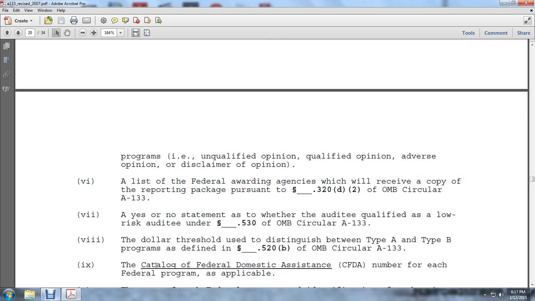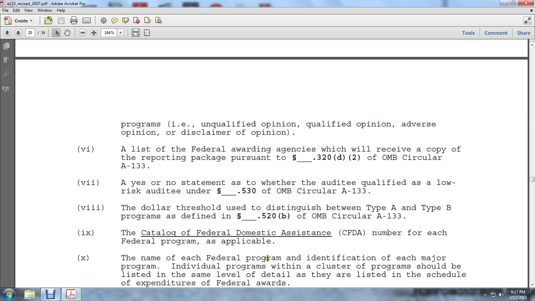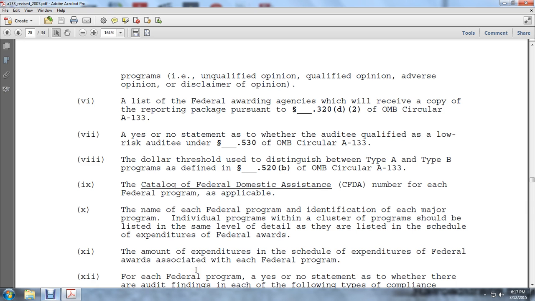9. The Catalog of Federal Domestic Assistance number for each federal program, as applicable. 10. The name of each federal program and identification of each major program. Individual programs within a cluster of programs should be listed at the same level of detail as they were listed in the schedule of expenditures of federal awards. 11. The amount of expenditures in the schedule of expenditures of federal awards associated with each federal program.